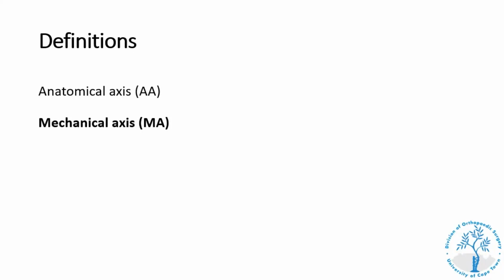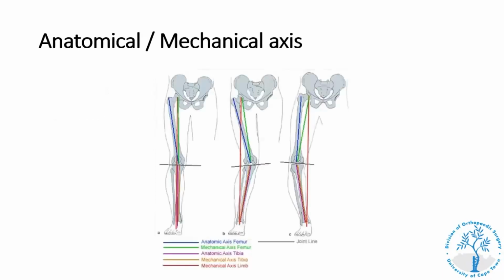And there's a graphic representation, as you can see here. The red axis is the overall mechanical axis of the limb, so middle of the hip to middle of the ankle. In a normally aligned limb, that would coincide with the mechanical axis of the femur, which is middle of the hip to middle of the knee, and the mechanical axis of the tibia, which is middle of the knee to middle of the ankle. But in a deformed limb, this can be different.